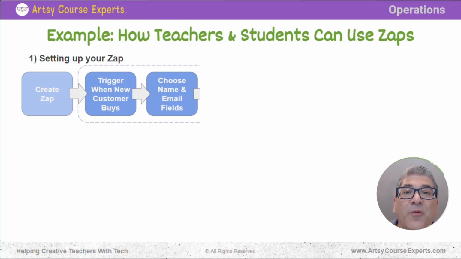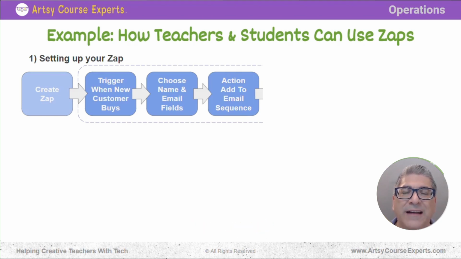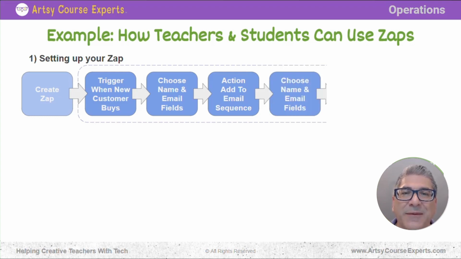Next, we're going to choose an action. So whenever a new customer signs up, we're going to extract their information, and then we're going to do an action. And in this action, we're going to choose an email provider. Let's choose MailChimp. We're going to add a new email subscriber to your audience.